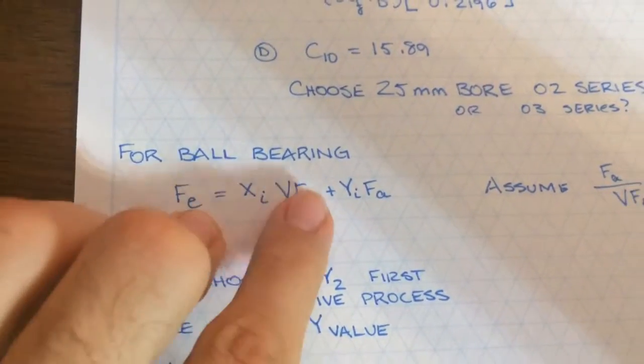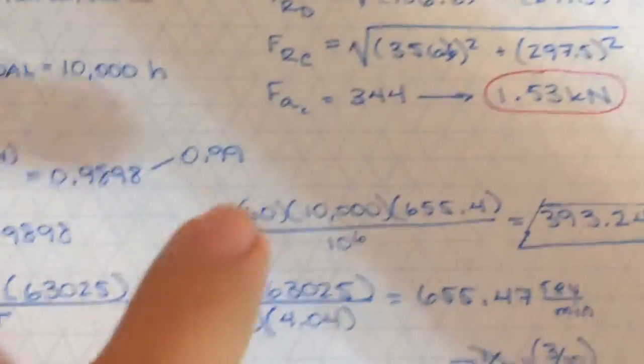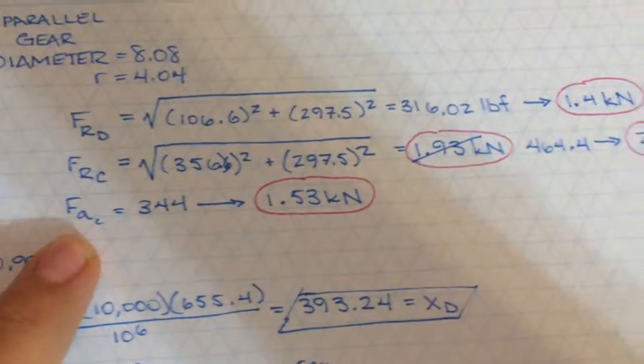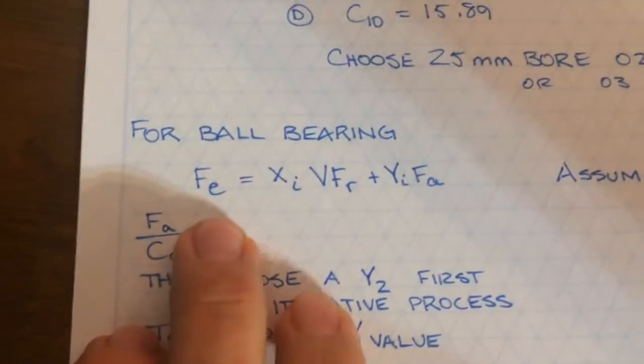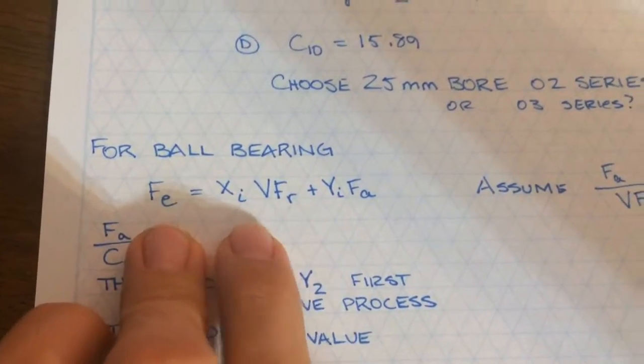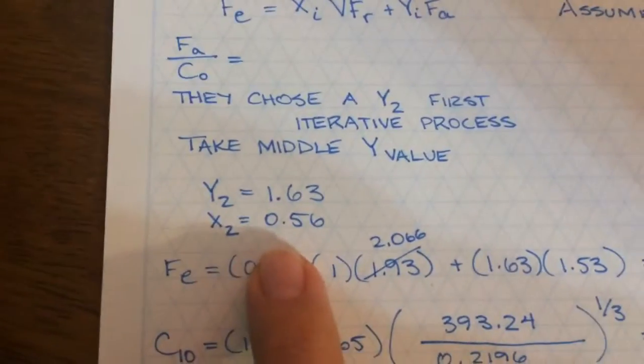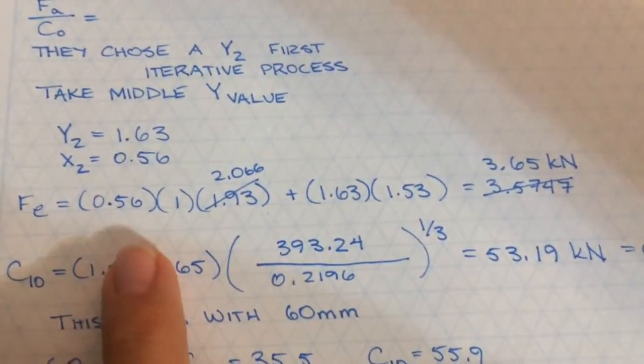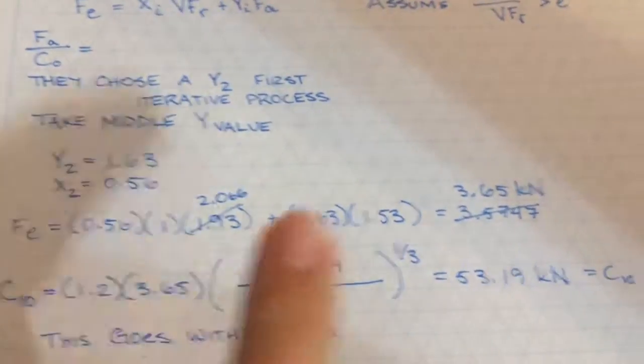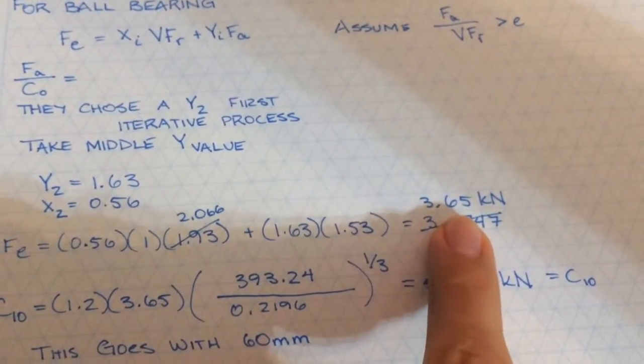It's tucked. So I start by saying the FE. Well, there's the equation for FE, but I don't know some things. All I know is the force of reaction, the force of the axial, and that's all I know for C. So in order to find the effective, the FE is the effective, I have to have an X and a Y. And so what they decide to do, since we don't know anything, is just pick the Y2 in the middle, 1.63. And that's exactly what they did. So Y2 equals 1.63, X2 is always 0.56. And then we find the FE based on those things, and that gives us the FE equals 3.65.